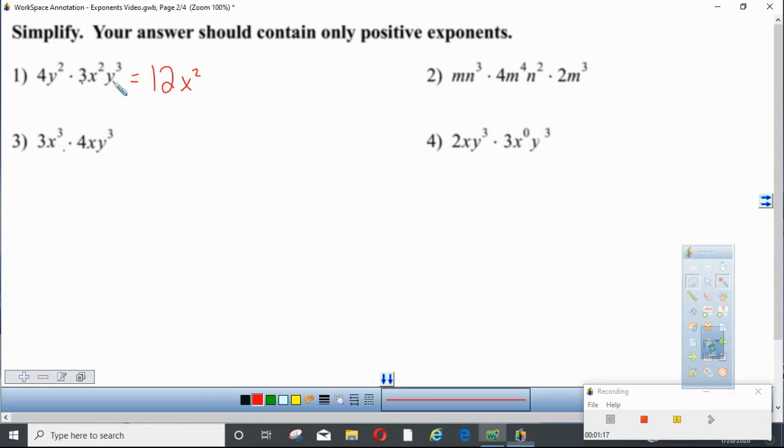But I see y's here. We got 3 y's here. And I see y's right there. I got 2 y's right here. So we can add these. So what is 2 plus 3? 5. 5. Very good. So we got y to the 5. And of course we're going to keep that a little number, and that's our answer right there. So that wasn't all that bad.